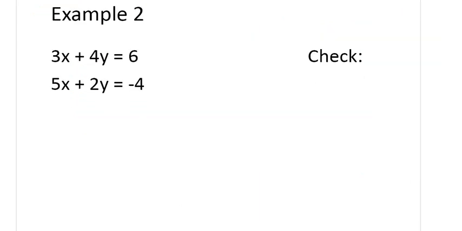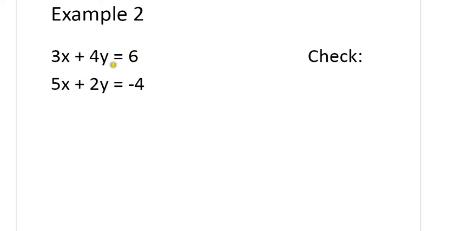Example 2 is 3x plus 4y is equal to 6, and 5x plus 2y is equal to negative 4. After I'm finished writing that in my notebook, I'm looking here to see which of these coefficients are either the same or additive inverses. 3 and 5 aren't the same or additive inverses. 4 and 2 aren't the same or additive inverses. And here I've got 6 and negative 4. I never really look at the constants.